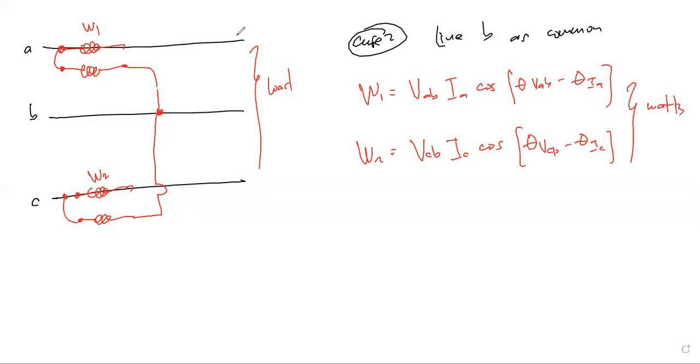Okay, so what would be case three? So where do you think is the common point? I think you have it in your mind right now. That is line C. So case three, with line C as common point.